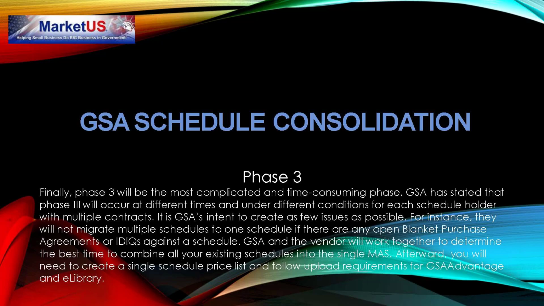What's going to change next in Phase 2 and Phase 3, I should say, is the SINs will all be gone and everything will be converted over to the new solicitation completely. It also will not migrate if you have open blanket purchase orders and agreements and IDIQs against a schedule. They'll work with you, your contracting officer, and you will work together to get all that migrated over. Hopefully you've got a lot of them, so it takes a lot of time. That means you're doing a lot of business, and that's fantastic. You will be required to create a new price list under Phase 3. As soon as that becomes available, we'll put together a broadcast for Phase 3.